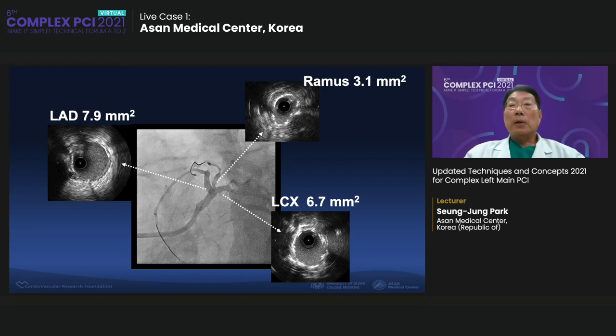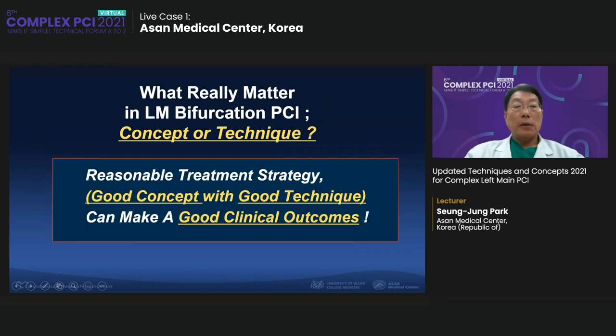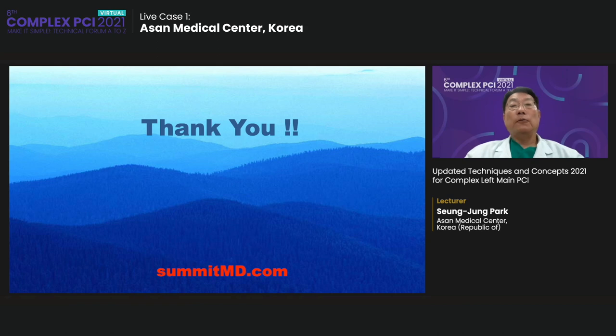So IVUS minimal stent area is around 3 or circumflex 6.7 millimeter square, 8 millimeter square is quite enough for the long-term outcome. So what really matters in main bifurcation PCIs? I would say reasonable treatment strategy is a good concept with a good technique, so can make a good clinical outcome. Thank you for your attention.